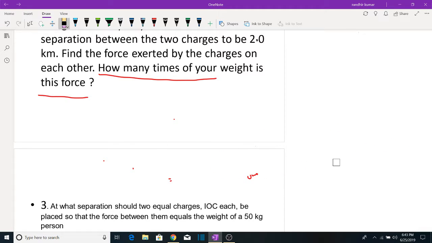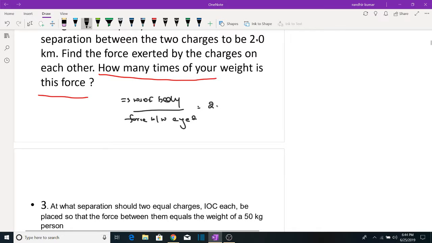So now, the force exerted between charge upon weight of body, force between charge equal to 2.25 into 10 to the power 3 upon 700 newtons. That is the answer, force between charge over the weight of the body.